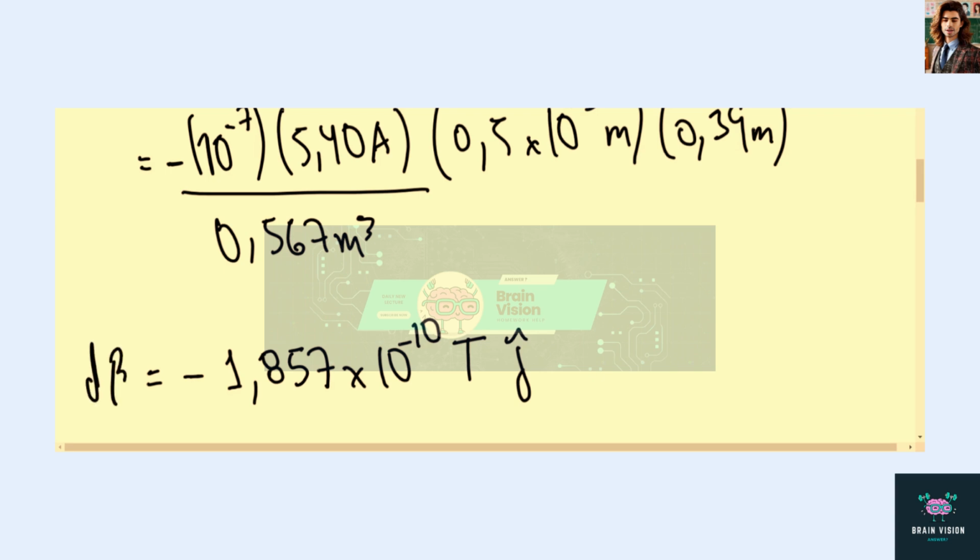So this is the magnetic field at the point P. So this is it for this problem.